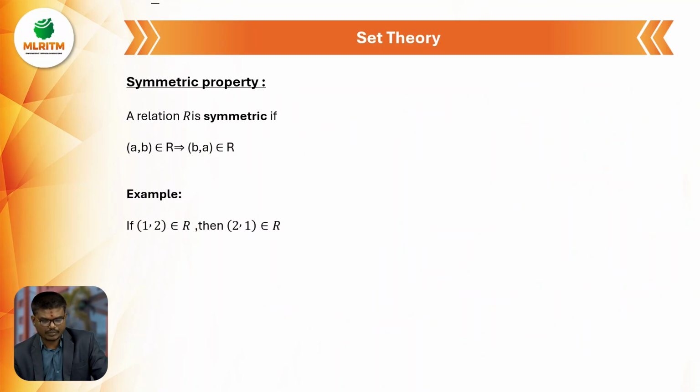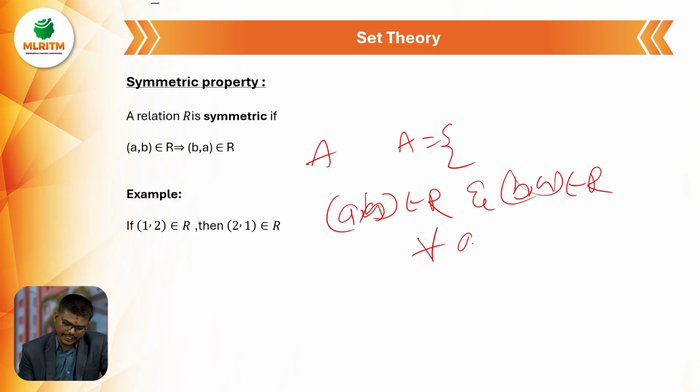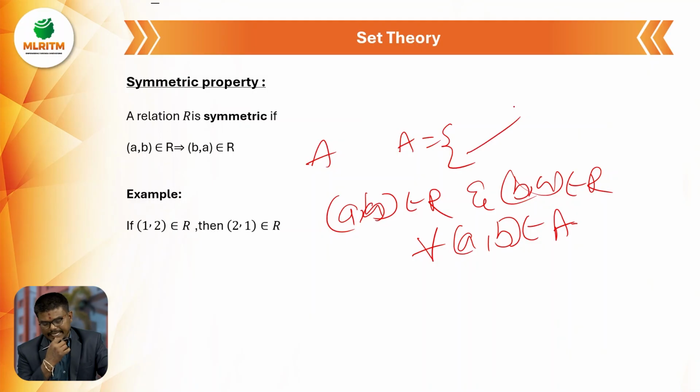And now the symmetric property. A relation R on set A is symmetric if it satisfies: a comma b belongs to R and b comma a belongs to R, for all a comma b belonging to A. Here what is the condition? A comma b belongs to R and b comma a belongs to R for all a comma b in A.